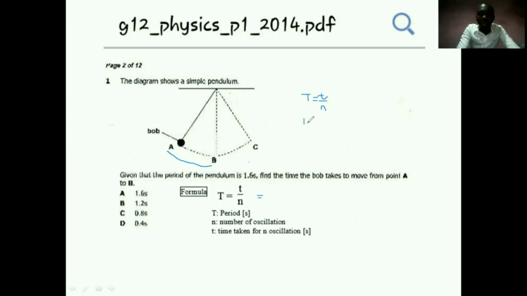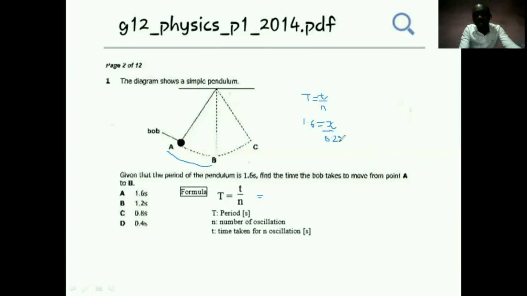The period has already been given as 1.6. We substitute: 1.6 seconds is equal to time, which is what we are looking for, so I'll put X there, over N. Now this is the tricky part. We need to know what N is, the number of oscillations. From point A to point C and back to point A is one oscillation. It means from point A to point C is half, and from point A to point B is 1/4, which is the same as 0.25.